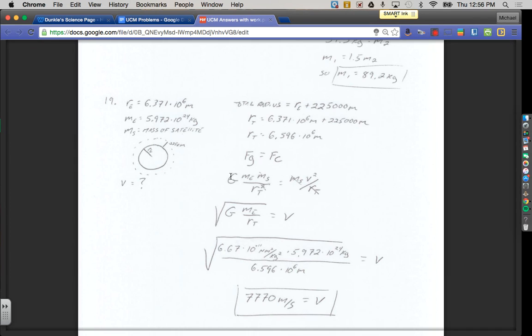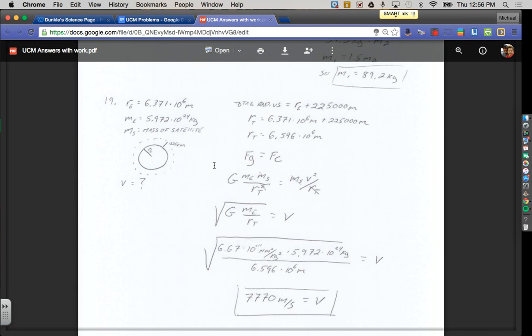Now, in order to use any of my equations for satellite motion, I need to know how far apart the two objects are from their centers. So this 225,000 meters is just from the surface of the planet to the dashed line. I have to add in the radius of the planet in order to go from the center of the planet out to the satellite. So my total distance, or the total radius, is the radius of the Earth, 6.371 times 10 to the 6 meters, plus the distance above the surface, which is the 225,000 meters, giving me a total distance from the center of the planet, the actual orbital radius, of 6.596 times 10 to the 6 meters.